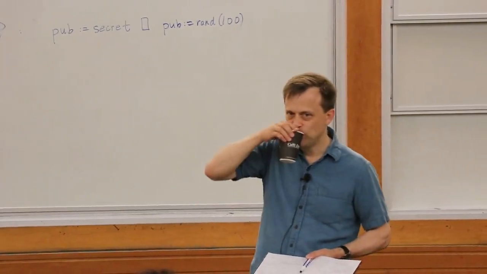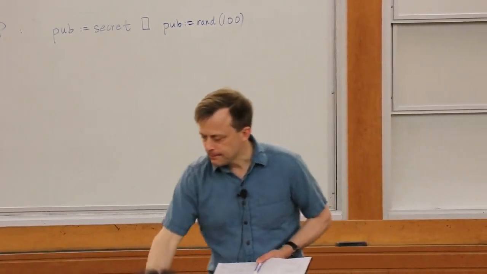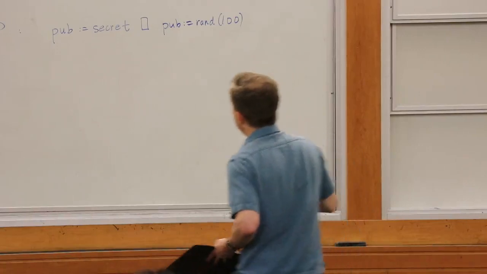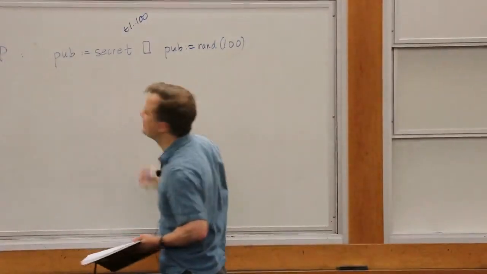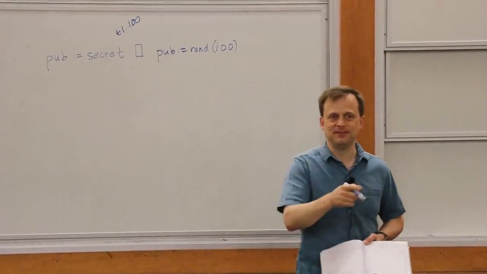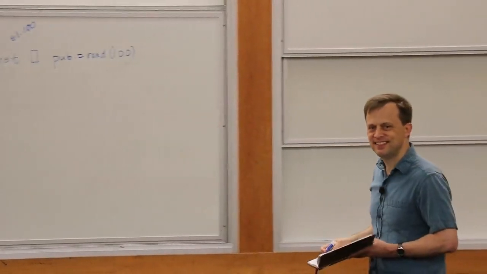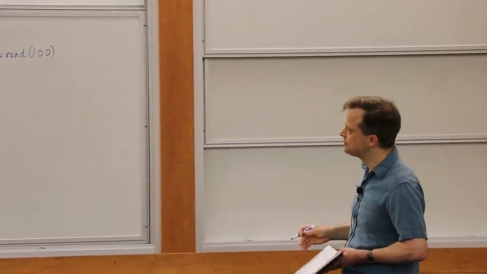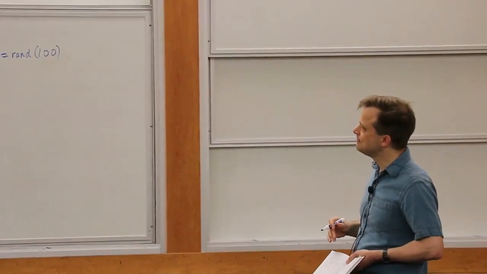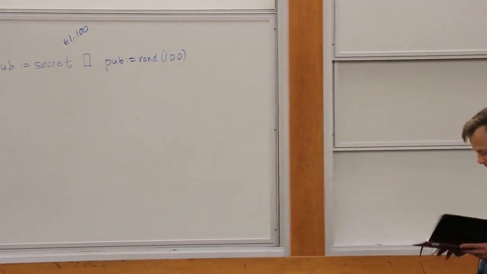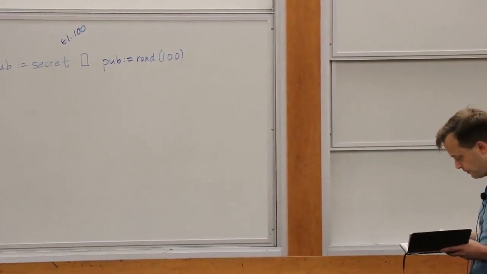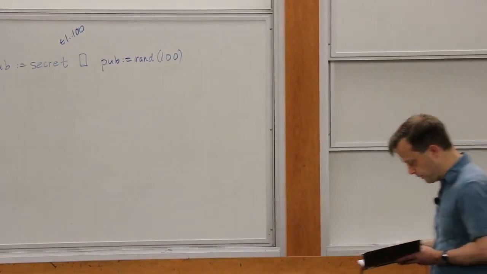Yeah, Anna? Wouldn't it depend what a secret could be? Is it a value between 1 and 100? Yeah. Let's suppose that this is contained in 1 to 100. Yep. But if you execute it a lot of times, pub is secret will be executed more. Yeah, exactly.